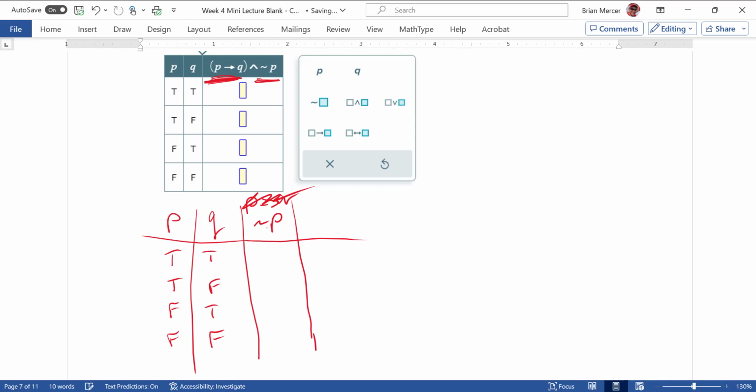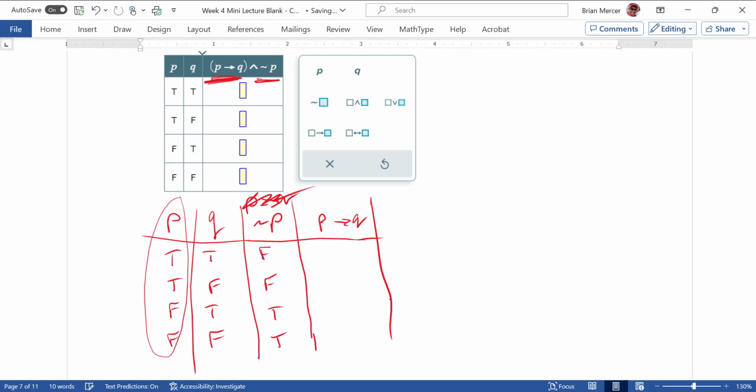So we've got not P, so I'm going to do the negation of P. So that's F, F, T, T. So I'm just looking at P and negating it. So that's just the opposite of whatever you saw in this first column. And then I also need the conditional statement P implies Q. So we need to add a column for that. And so the conditional P implies Q.